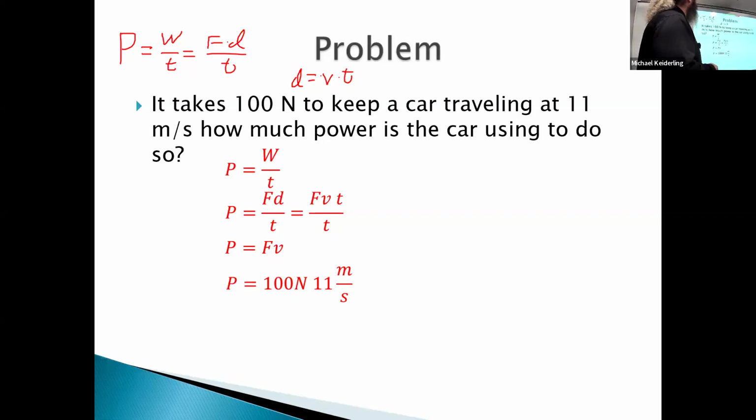So 100 newtons times 11 meters per second. You can also just choose a time. You can plug in like 1 second, and you get 100 times 11 times 1 divided by 1. So it's 1100 watts.